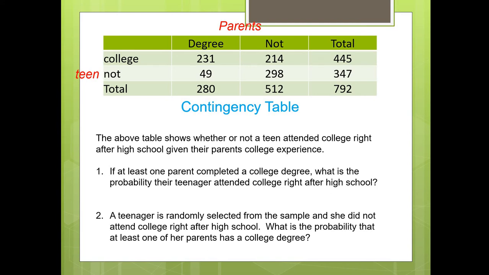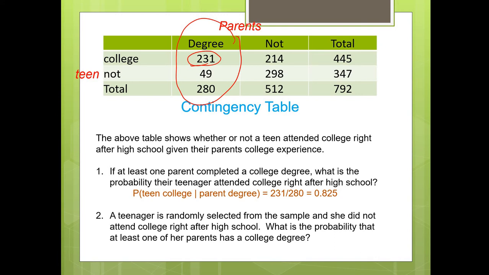So, for example, if at least one parent completed a college degree, what's the probability their teenager attended college right after high school? If we read this, we want to know if one parent at least has a college degree, so all we care about is this table. What is the probability their child attended college right after high school? Attended college, 231. So it's 231 out of 280, which gives us the probability of 0.825. And you would write that as teen college given parent has a degree.